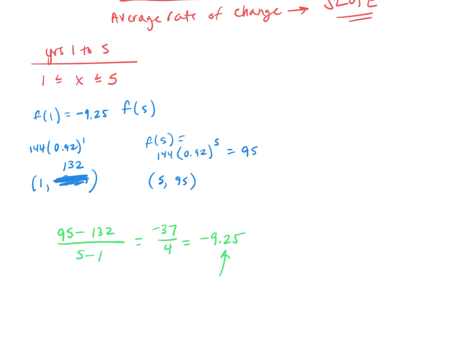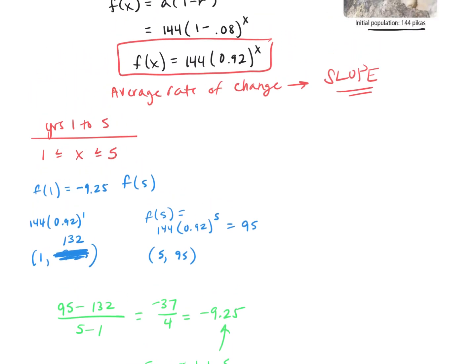So what that negative 9.25 means is that for years 1 to 5, the pica population decreases, because it's negative, by an average of 9.25 picas per year. So we're just finding the average rate that is decreasing. So average rate of change is slope.